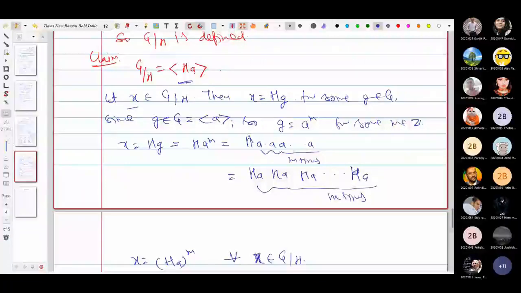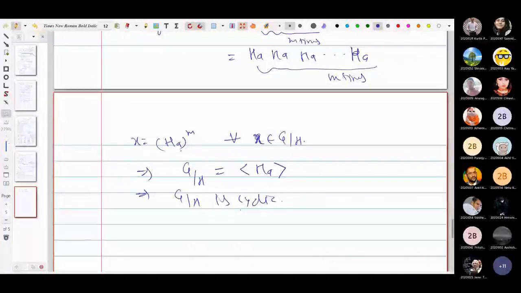All right. So this implies what? This implies that G by H is generated by HA. So this should imply that G by H is cyclic. Now about the converse.